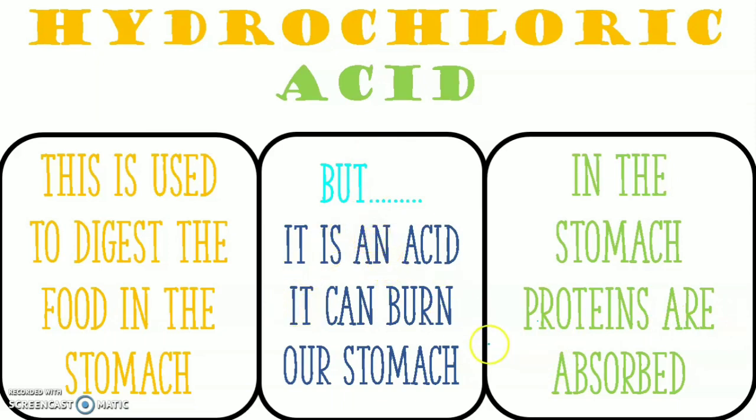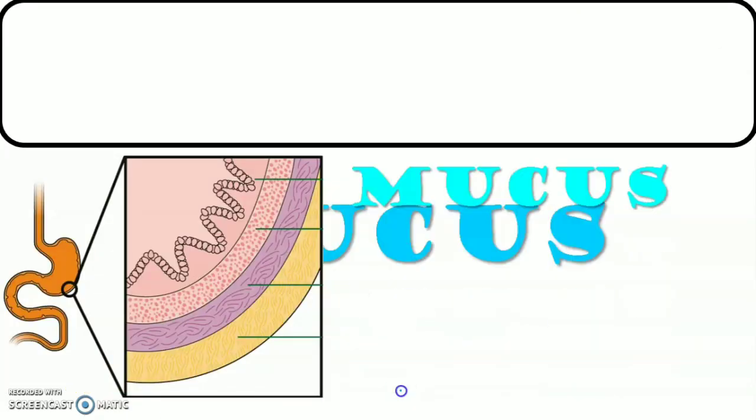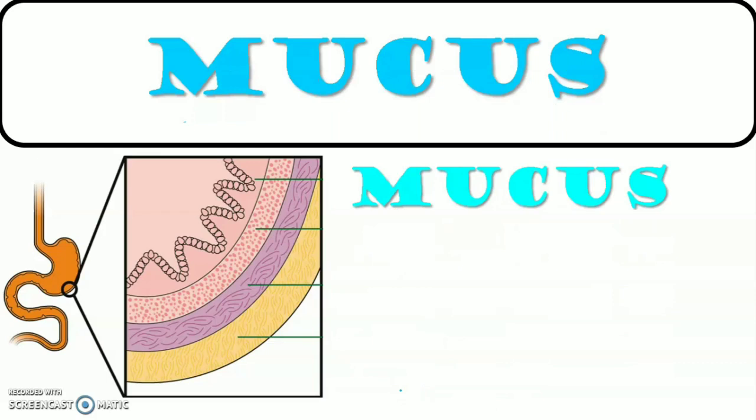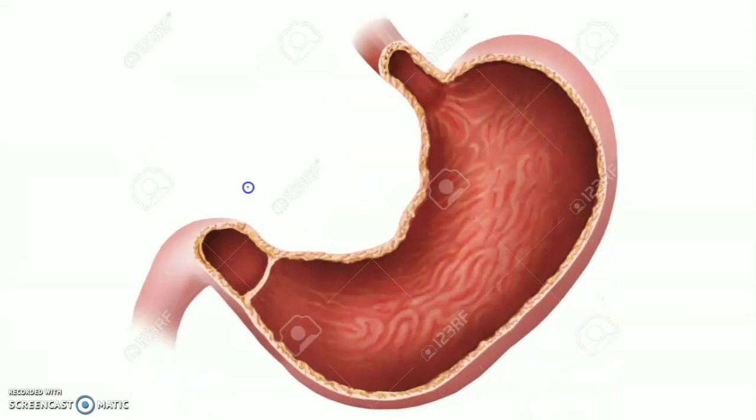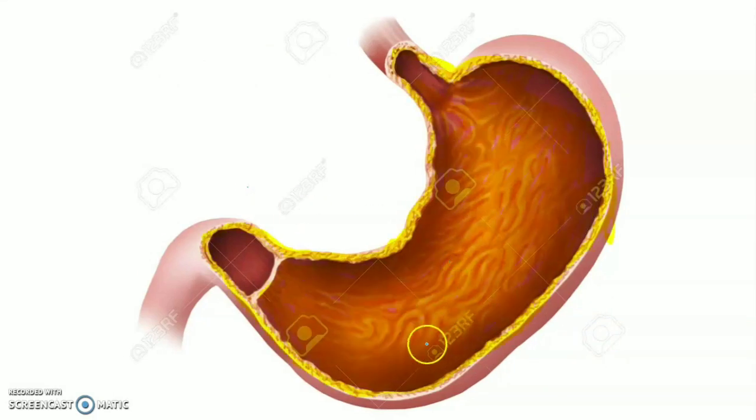But it is an acid. It can burn our stomach. The hydrochloric acid is an acid. Then why doesn't our stomach get burned? It is because of mucus, also known as mucosa. So the stomach is made up of many layers. The innermost layer of the stomach is known as the mucosa. It is coated with mucus. So you see, this is the stomach. This is coated with mucus. Do you see?